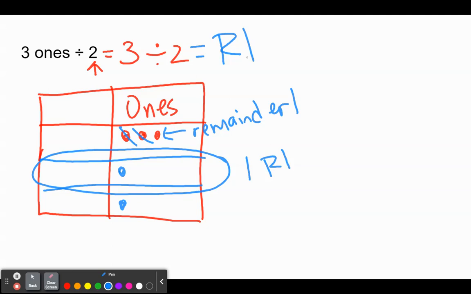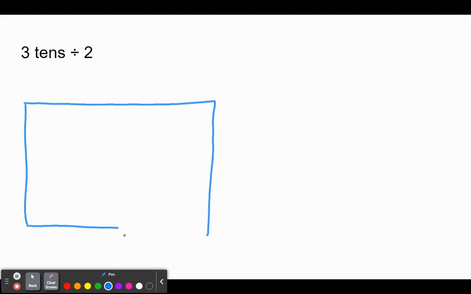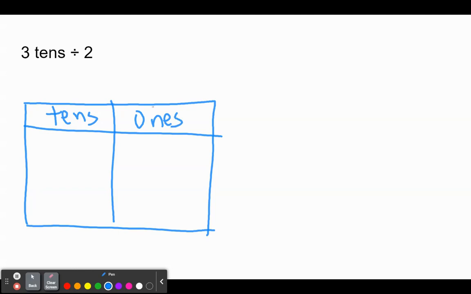All right, now let's look at what would happen if we changed it, instead of 3 ones, to 3 tens. So I'm going to solve this using both the place value chart and the standard algorithm. Let me draw my place value chart. And I have some tens and ones. So 3 tens written in standard algorithm form is 30 because I have 3 tens, and we're going to divide that by 2.